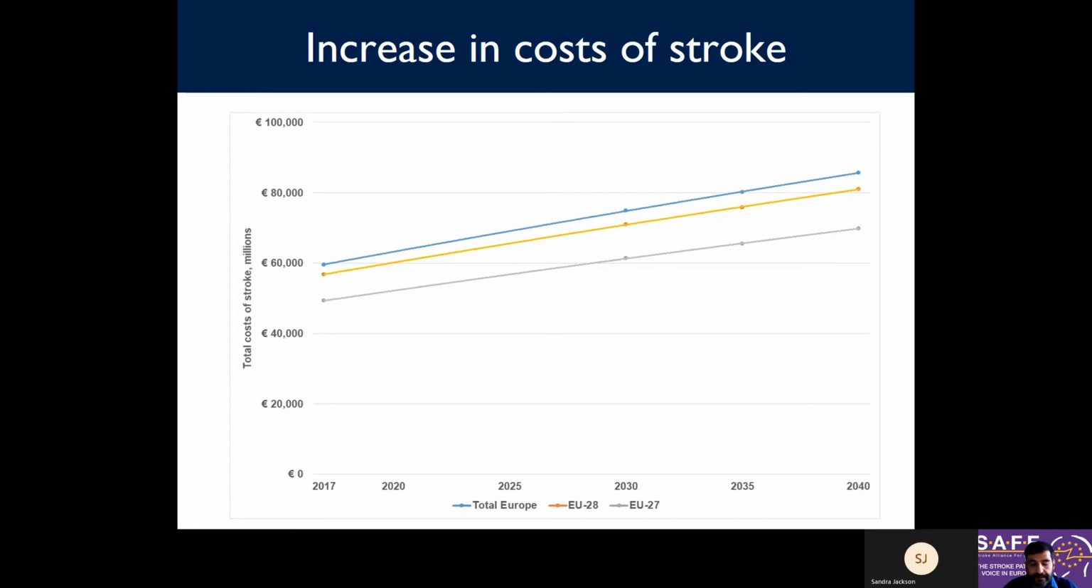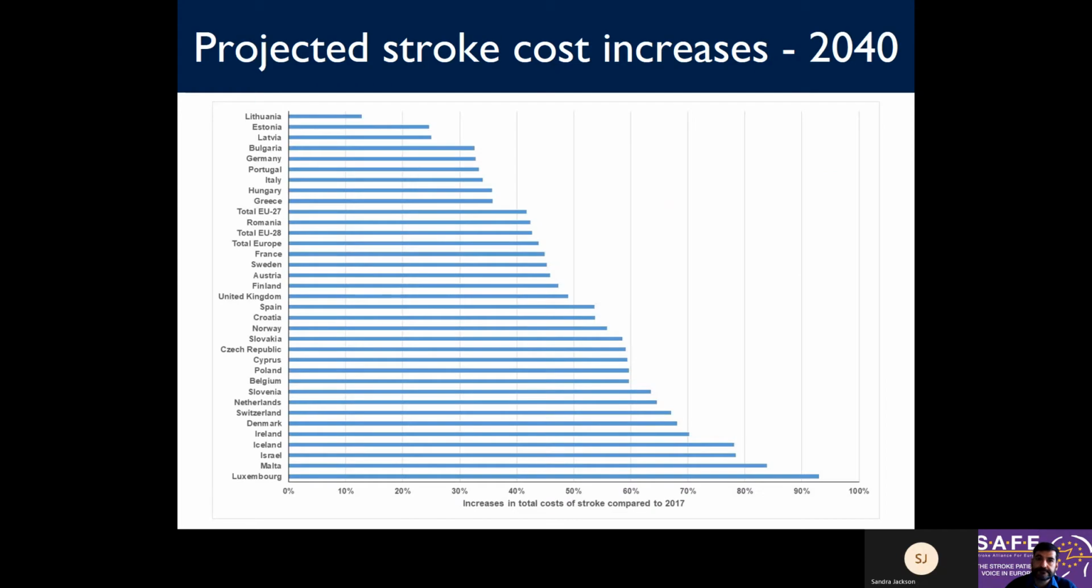And as our headline grabbing slide, we can see how the costs will increase. They don't increase exponentially, but they increase linearly over time, no matter which subgroup of countries we look at. So costs will increase from 60 million in Europe in 2017 to over 80 billion in 2040. And this is just looking at the projected stroke cost increases between 2017 and 2040.